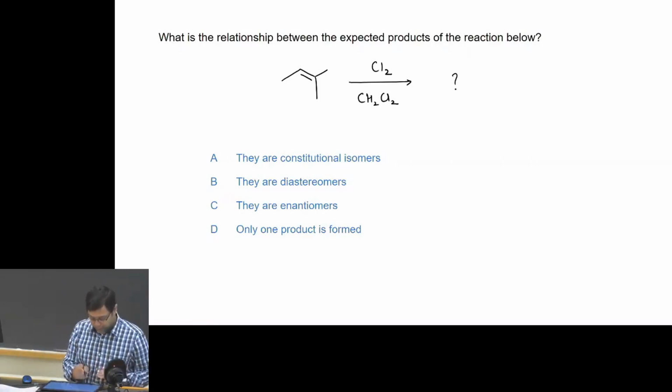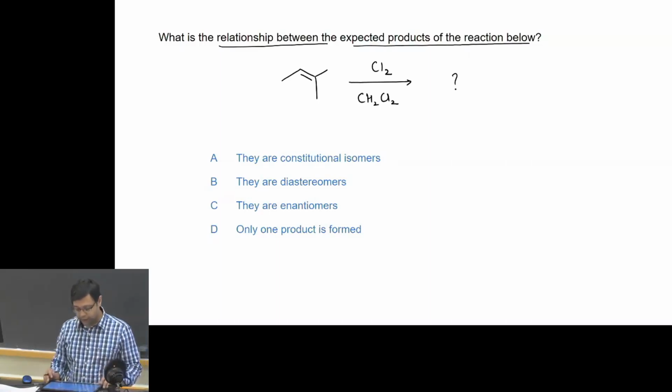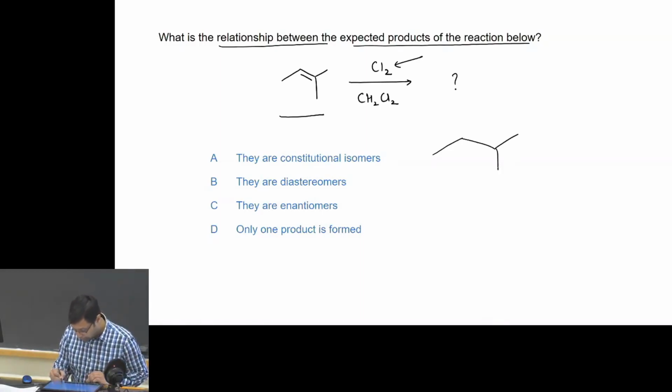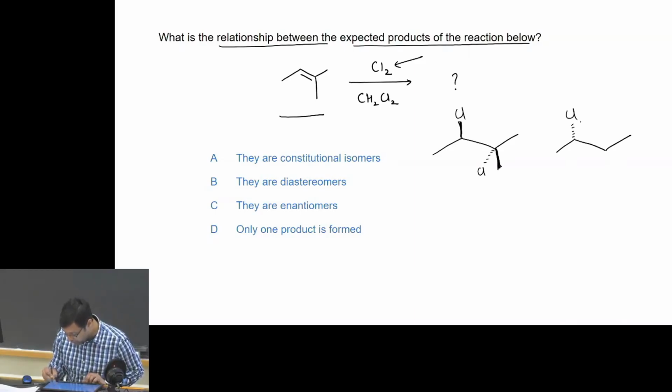All right, let's take a look at this question. What is the relationship between the expected products of the reaction below? So you're performing a dihalogenation reaction with this alkene and chlorine as the halogen. So let's write the products. If I put the chlorine up here, the chlorine will be down here, which means the methyl will be up. The second product I can form is chlorine down here, chlorine up here, which means the methyl will be down.